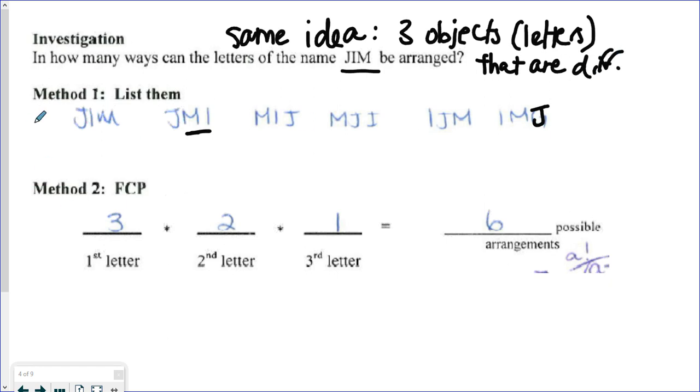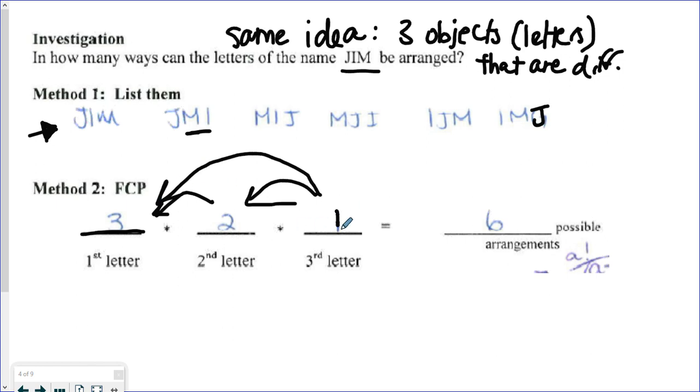So again, method 1 was just make yourself a little sample space or table, or just write out what you have. And then method 2 is the fundamental counting principle. So in the first position, the first letter can be any of 3. The second letter can be any of the 2 remaining because it can't be whatever's in that first position. And the last letter can't be whatever's in the second position or the first position. So it can only be 1. So 6 possible arrangements. Sorry, this is from the next portion.